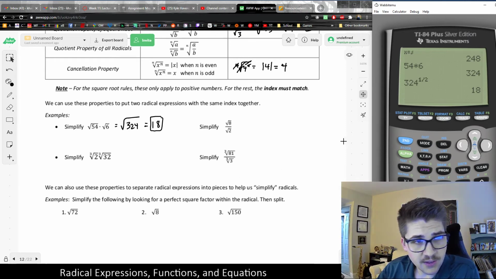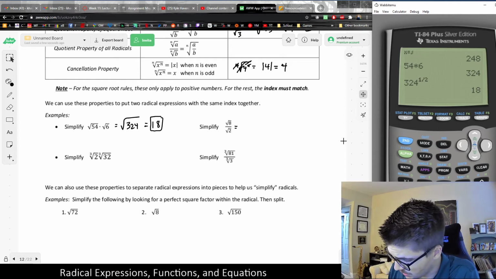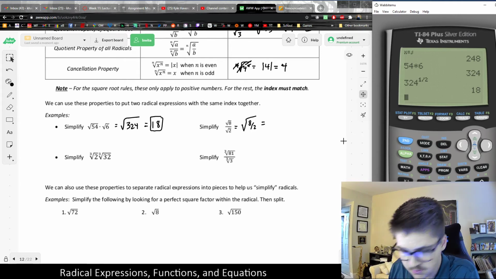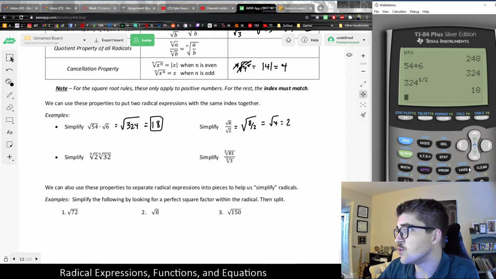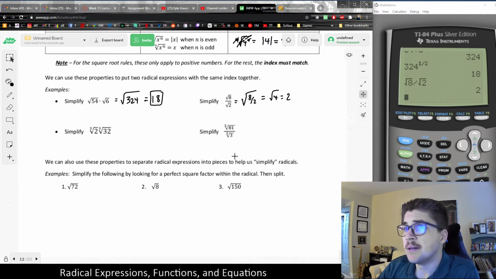Or, in a similar fashion, say the square root of 8 over the square root of 2. That would be equal to the square root of 8 divided by 2 together. And that would leave me with the square root of 4, which is again indeed 2. Of course, you could use a calculator and just do the square root of 8 divided by the square root of 2. But what's the fun in that?